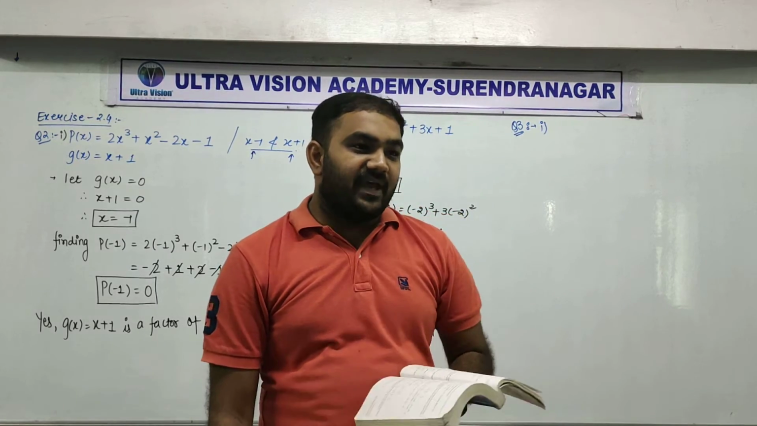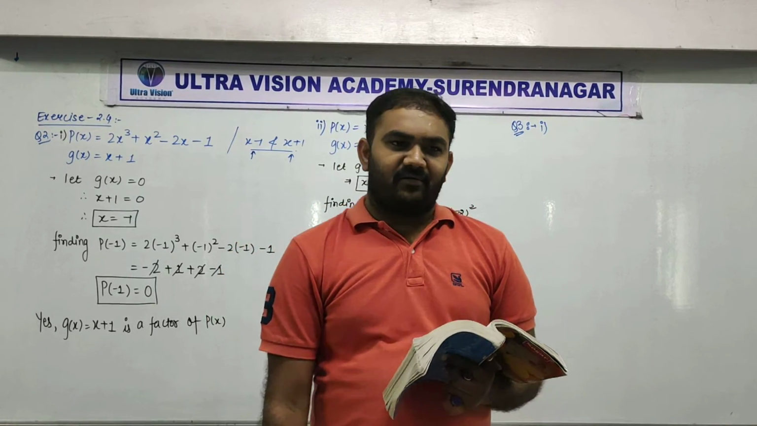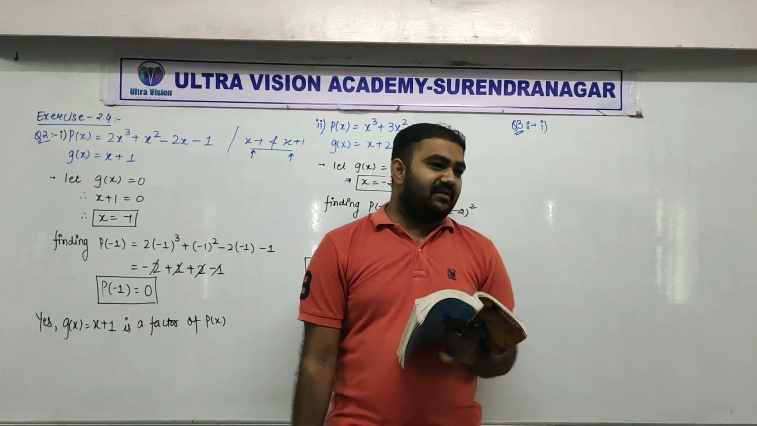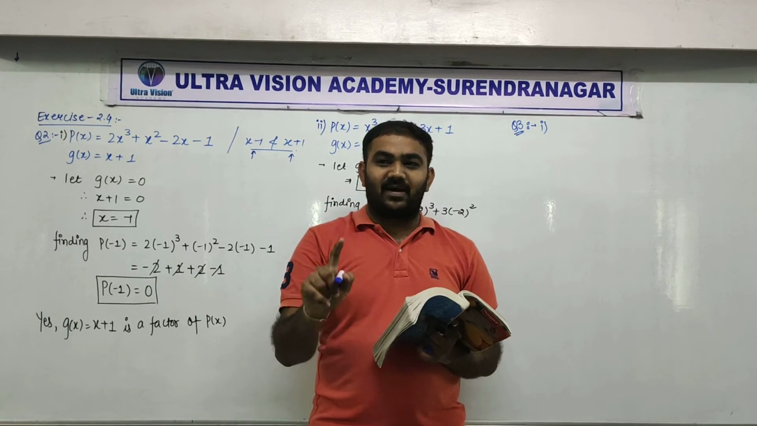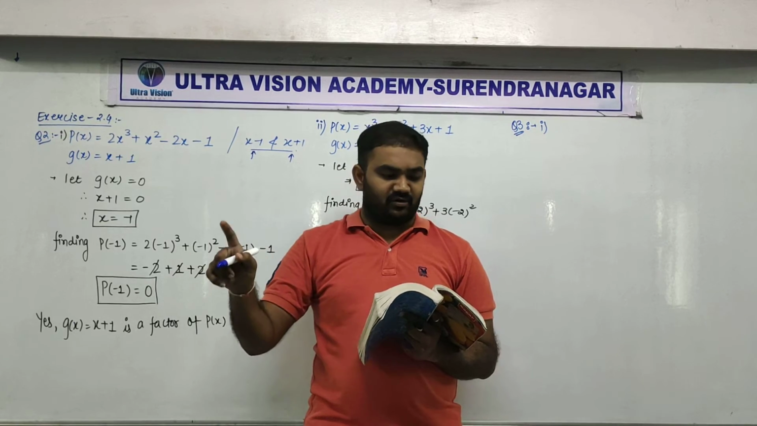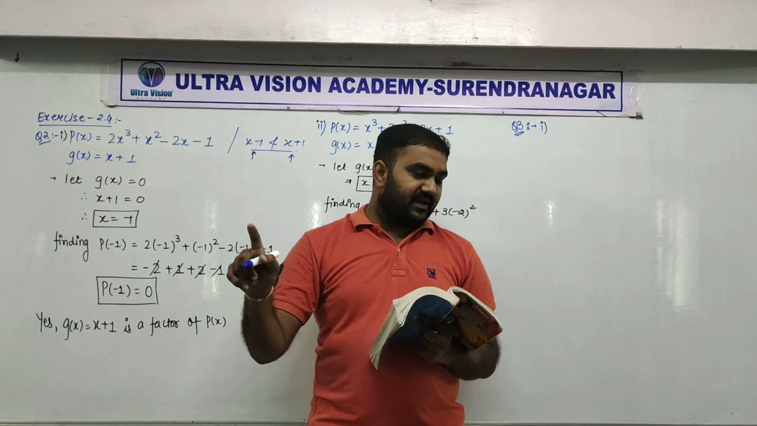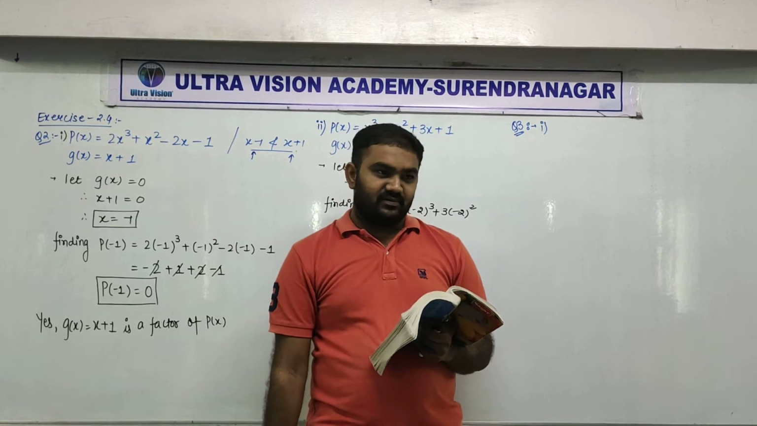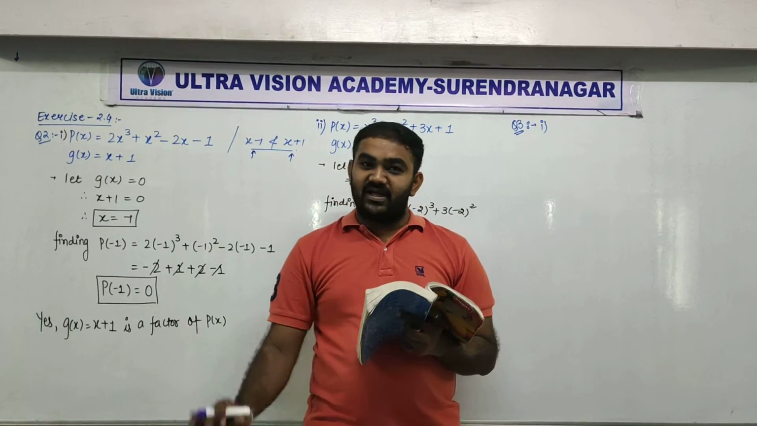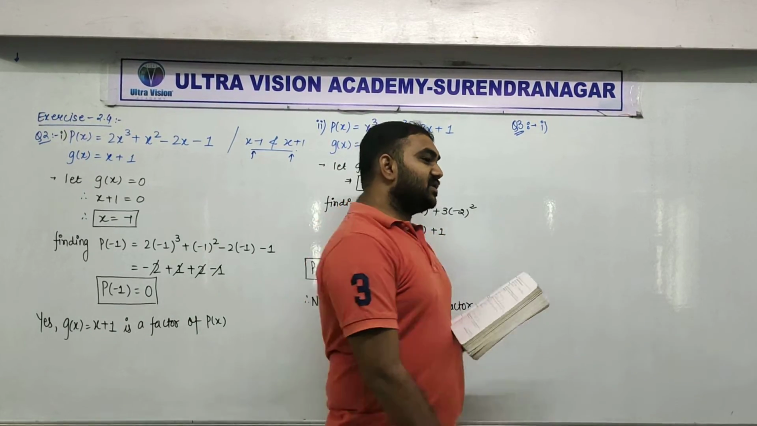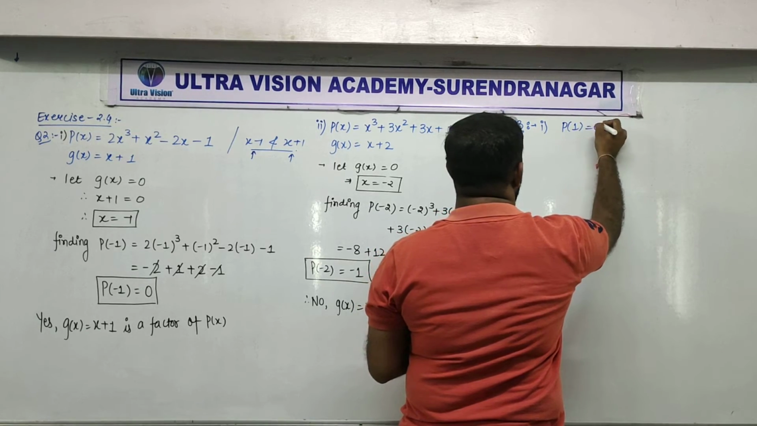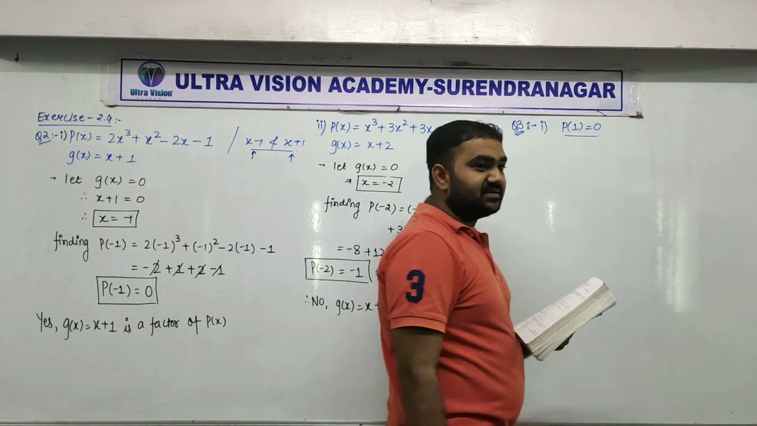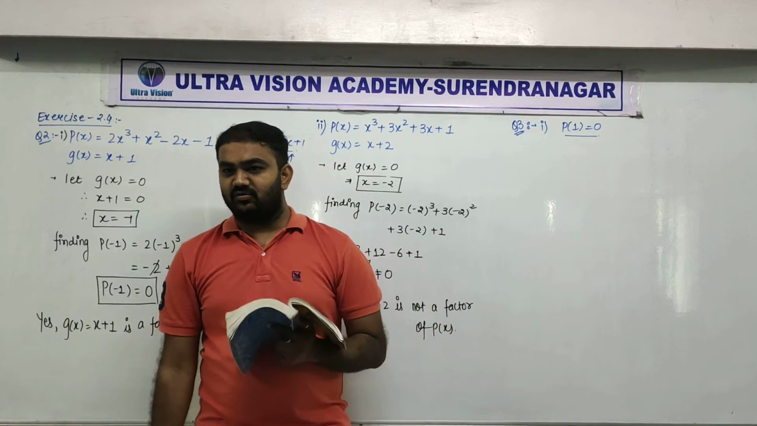Find the value of k. Question 3. Find the value of k. It is already said that x minus 1 is a factor of the p of x in each of the following cases. X minus 1 is already a factor. If x minus 1 is a factor of p of x, then we can say that p of 1 will be 0 in each and every case. Yes or no? Yes. Right?